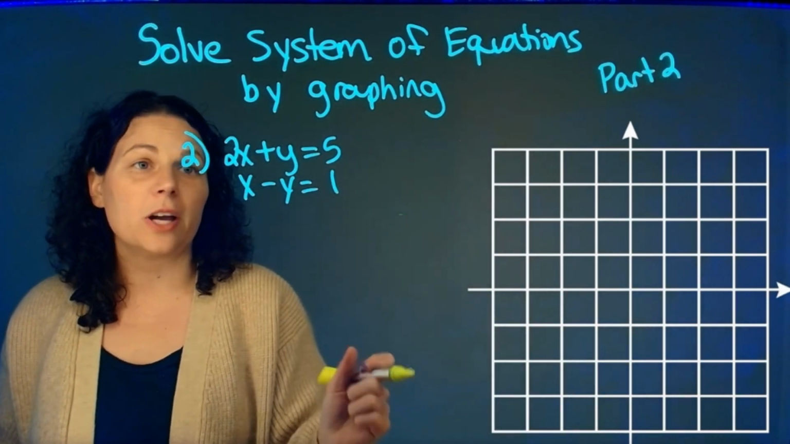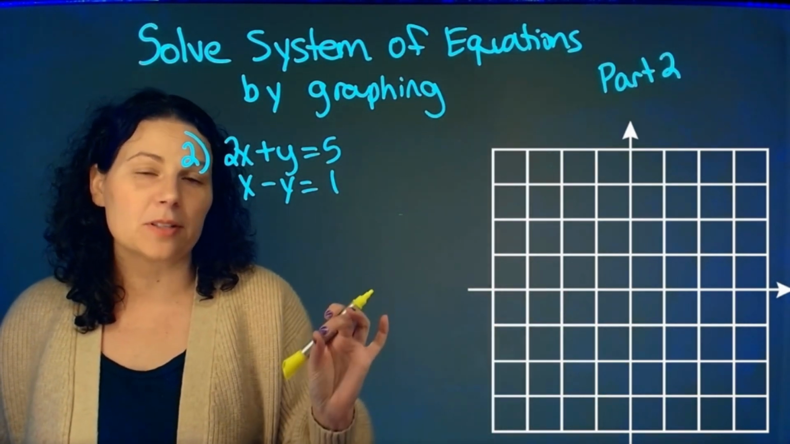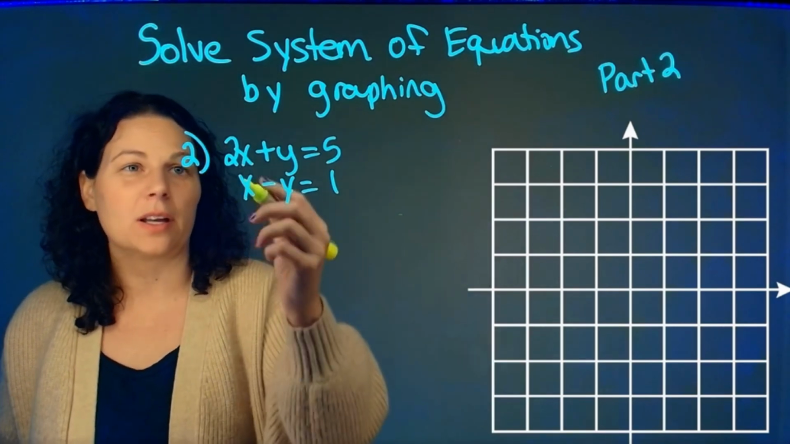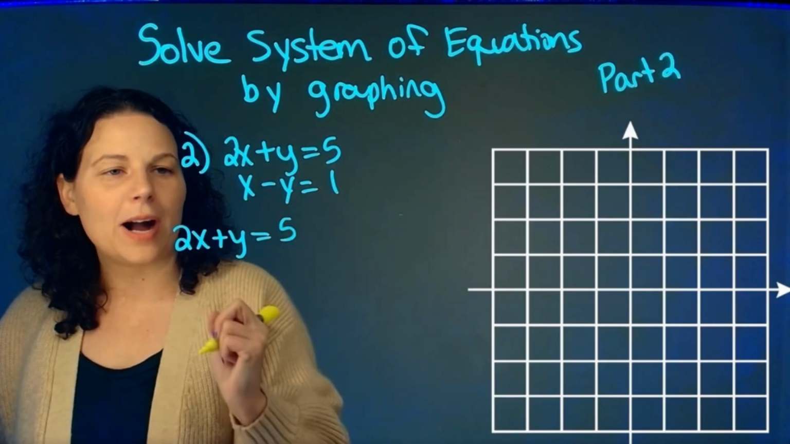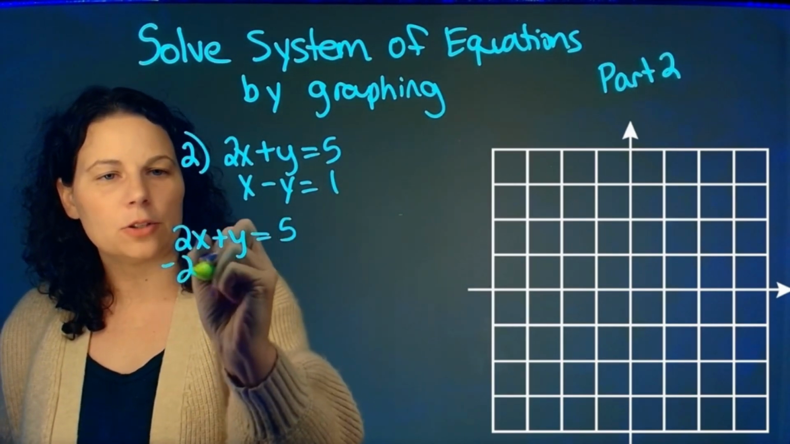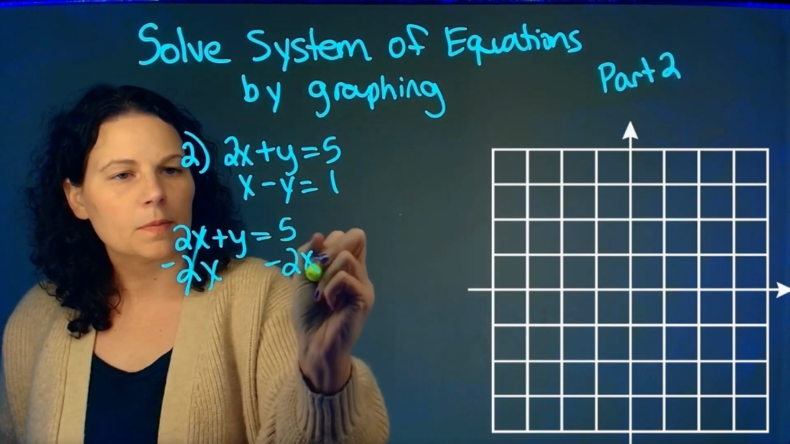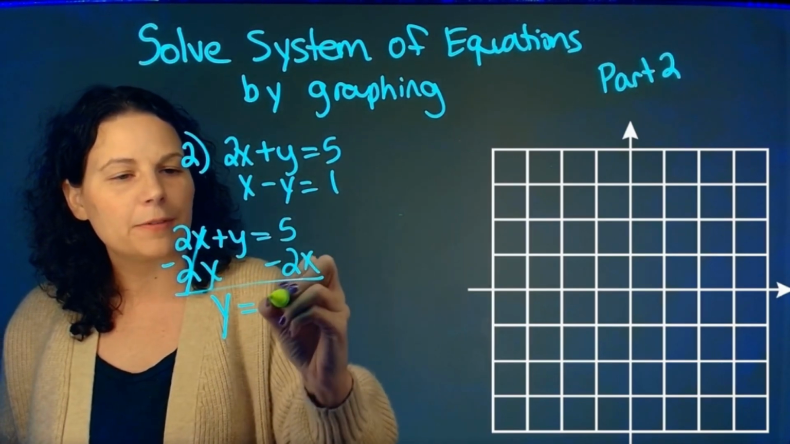All right, here's another one for us to try by graphing. We're going to really hope that these work out to be nice numbers. Otherwise, graphing doesn't really work. So let's take that first equation, and we're going to get y by itself. So we're subtracting 2x. Oh, look at that. Y was by itself after that. Yay.